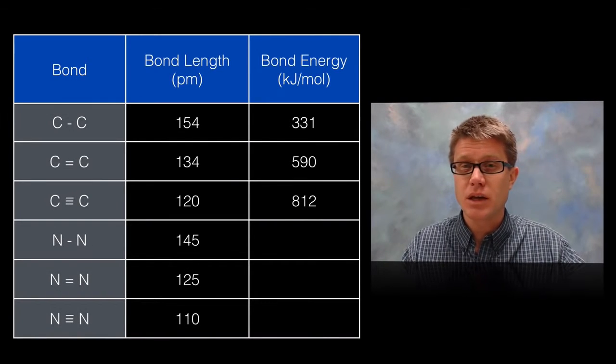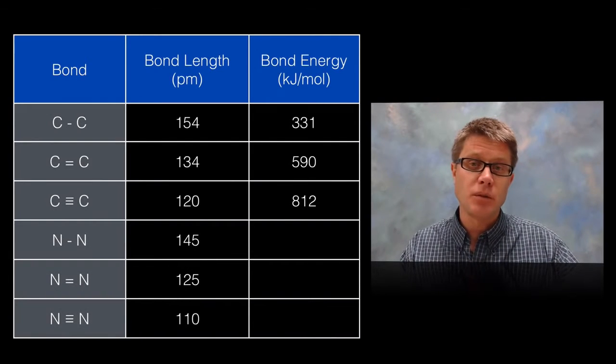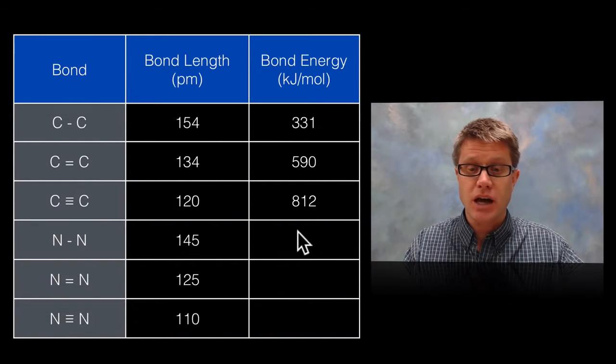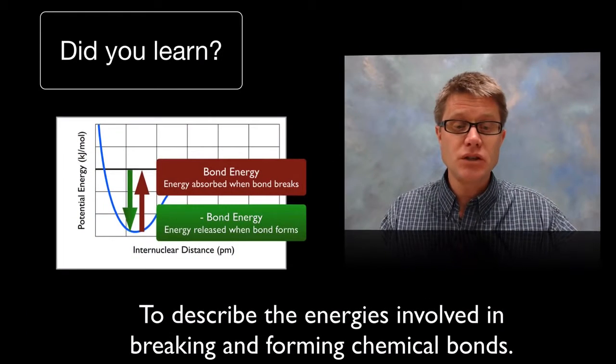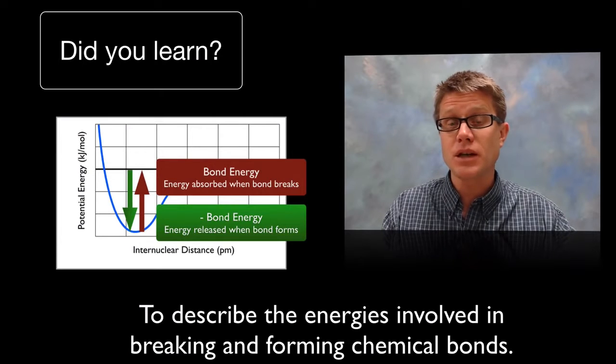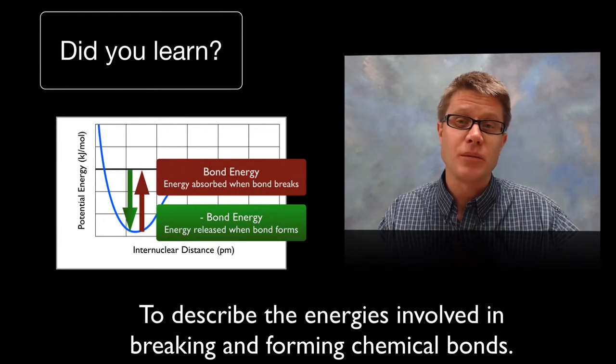If we were to measure the same thing with nitrogen, single, double, triple bond, we'd find that we're decreasing the bond length again. So what's going to happen to our bond energy over here? It's going to increase over time. And so did you learn to describe the energies involved in both breaking and forming chemical bonds? I hope so, and I hope that was helpful.